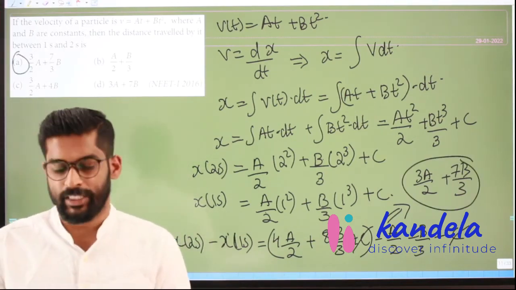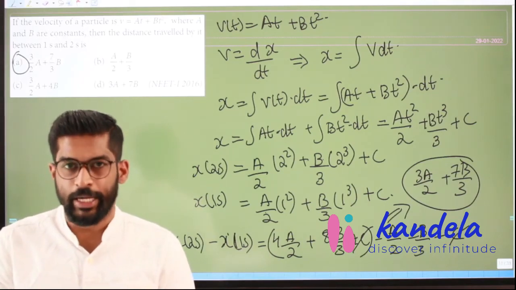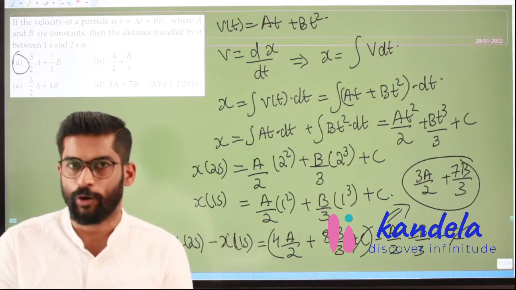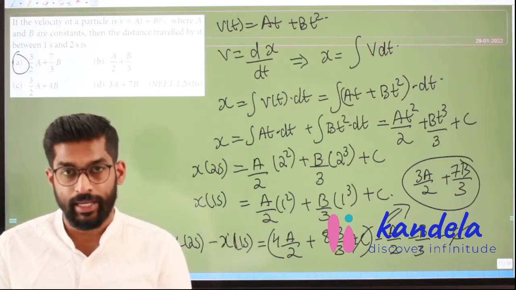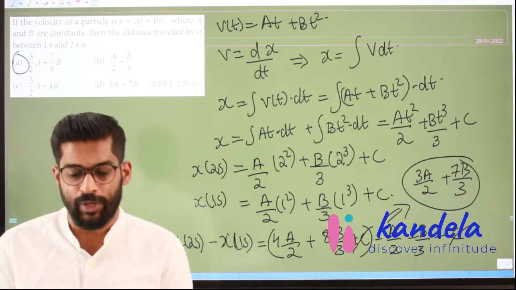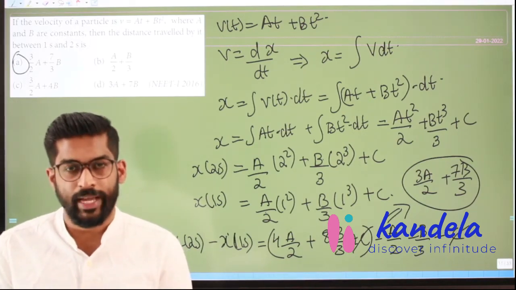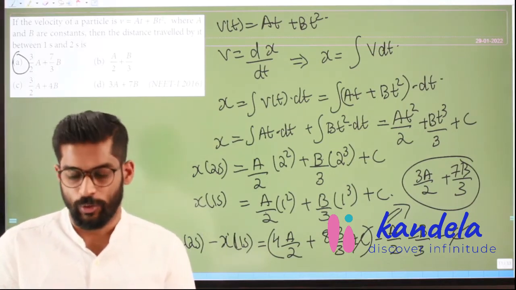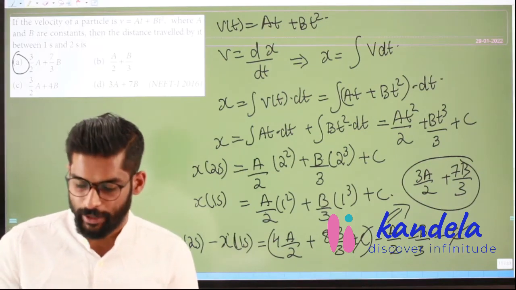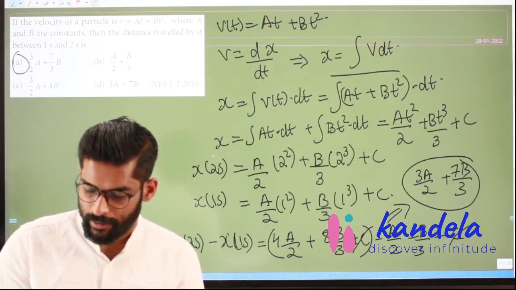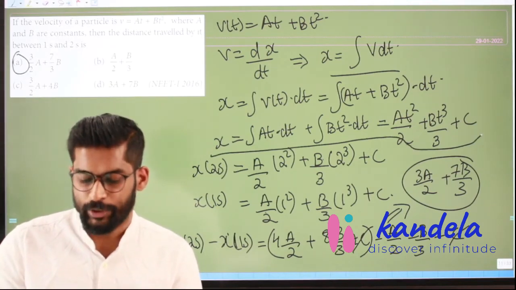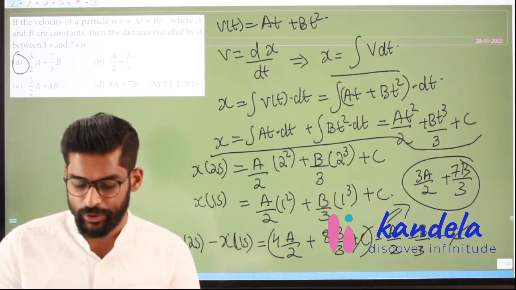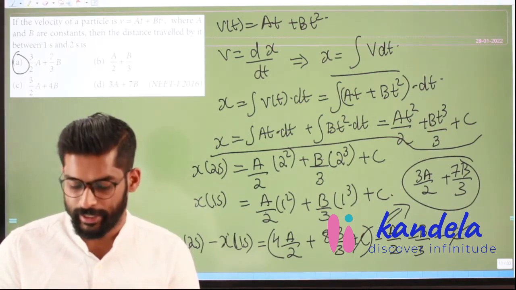In the previous problem, they gave the position equation with respect to time and we needed to find the velocity equation, so we took the derivative of the position to get the velocity. Here we are given the velocity and asked to find the position equation. We can find it by taking the integral of the velocity equation. Then we substitute 2 seconds and 1 second to find the positions at those times, and take the difference to find the distance traveled.